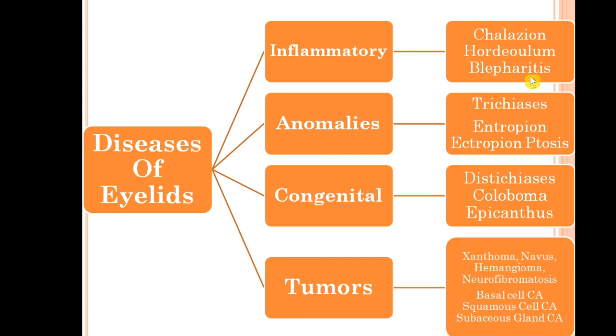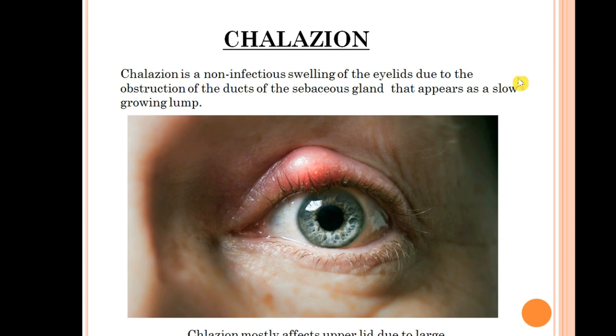So now let's have a talk about the Chalazion. Now what exactly is Chalazion? Chalazion is actually a non-infectious swelling of the eyelids. So you have to remember it, the non-infectious swelling of the eyelids, due to the obstruction of the ducts of the sebaceous gland, that appears as a slow growing lump.